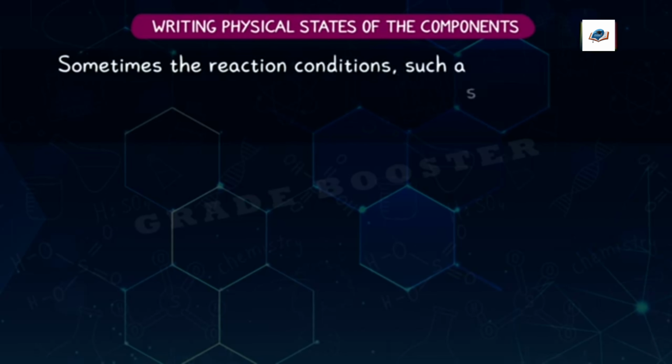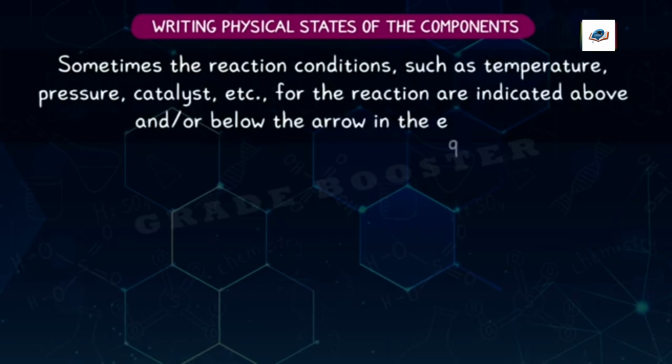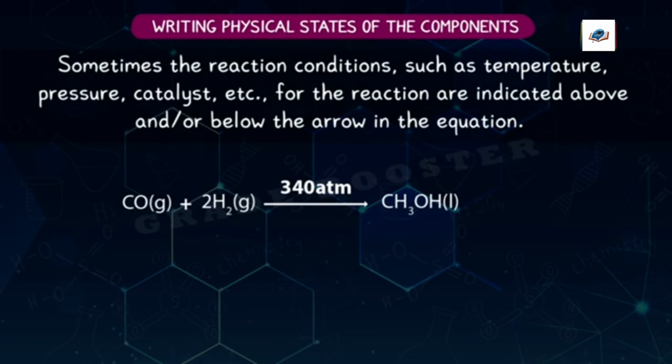Sometimes the reaction conditions such as temperature, pressure, catalyst, etc. for the reaction are indicated above and or below the arrow in the equation. For example, CO(g), that means gas, plus 2H2(g), that is gas, gives rise to CH3OH(l), that means it's liquid. And here on the arrow we can see 340 atm. It indicates the atmospheric pressure in this reaction.